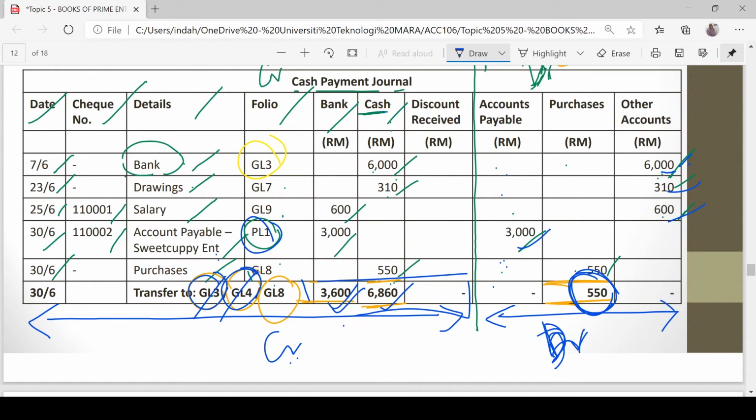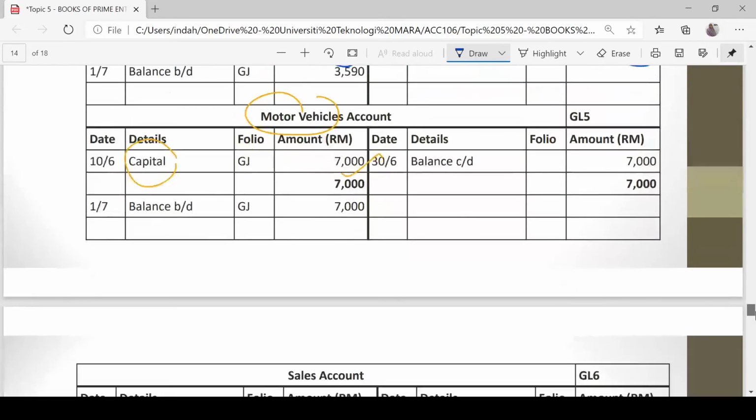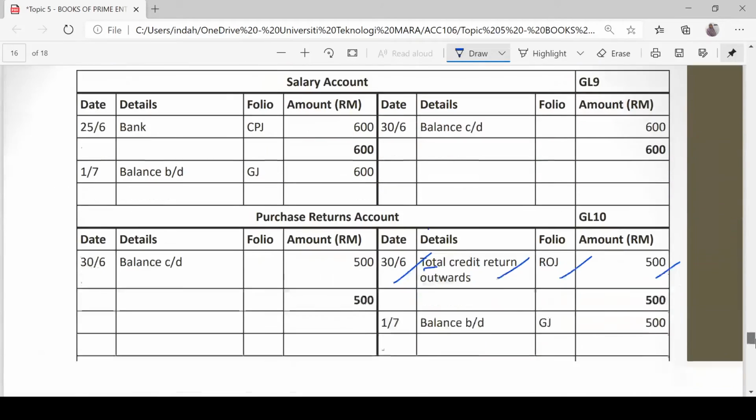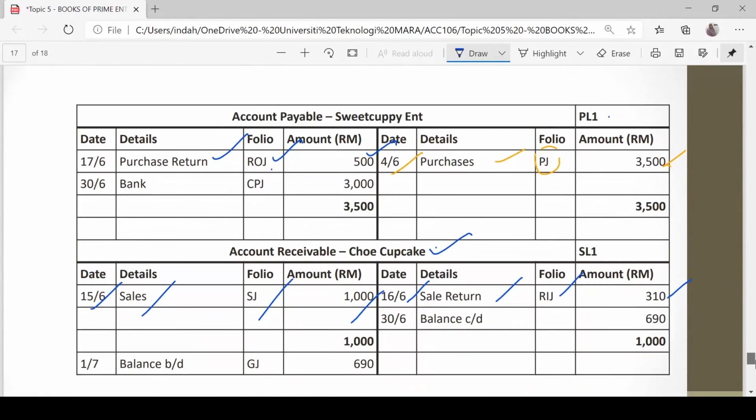Look at this one actually. 3,000 is accounts payable, Sweet Copy. So we make a payment to Sweet Copy. What happened to the Sweet Copy account? I just said that the item on your right hand side is to be debited. So we are going to debit that 3,000, cash payment journal, bank.